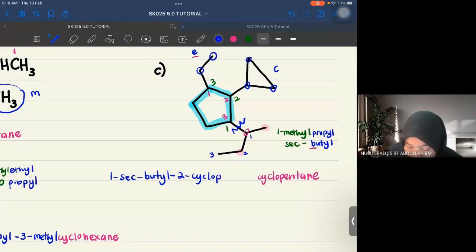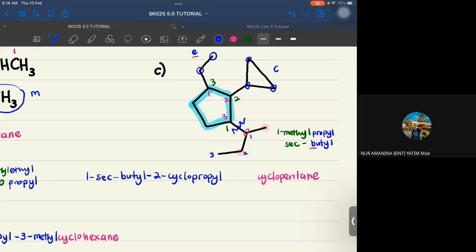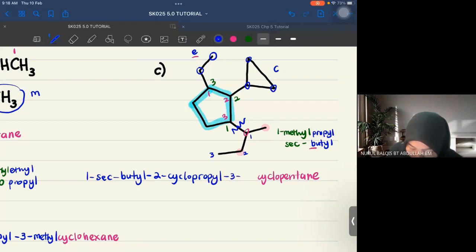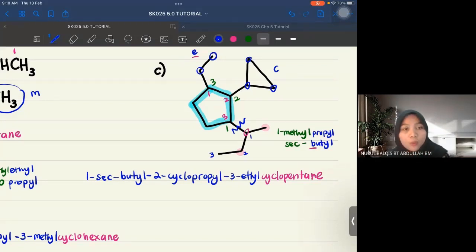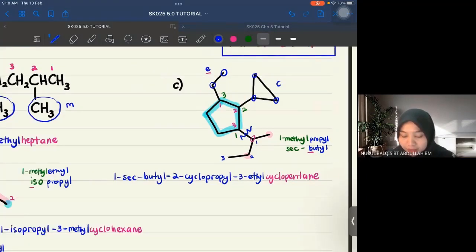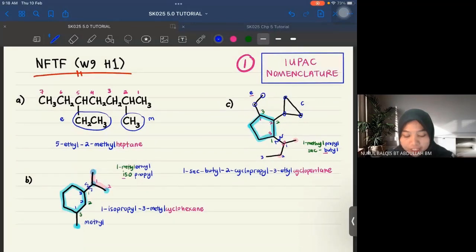2-cyclopropyl. Lagi, 3-ethyl cyclopentane. So the name is going to be 1-sec-butyl, 2-cyclopropyl, 3-ethyl cyclopentane. Okay, so habislah untuk IUPAC nomenclature, the first one.